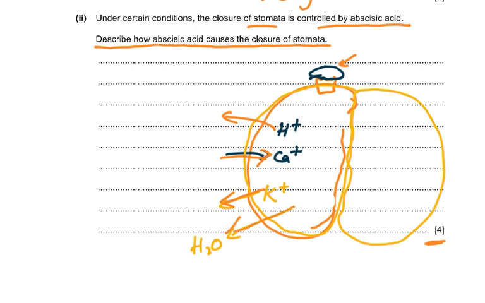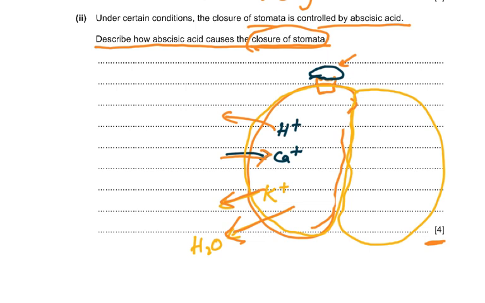Water leaves the cell by osmosis down the water potential gradient. So the guard cell becomes flaccid, or you can say becomes less turgid. And this results in the closure of the stomata. This is what you are explaining to me: how does a stomata close?